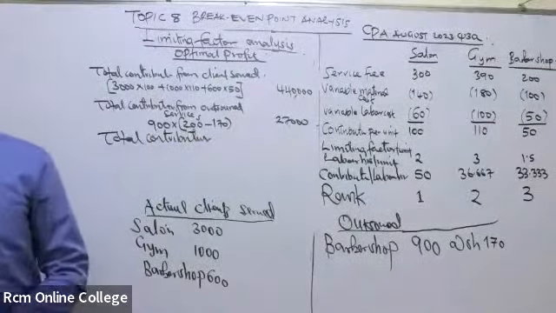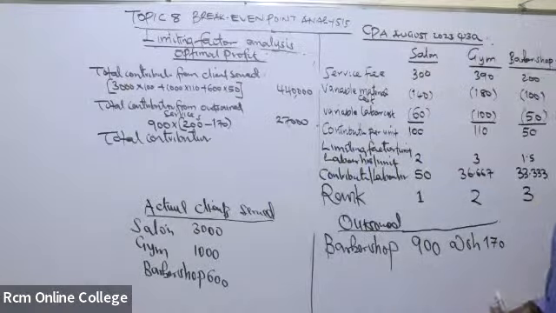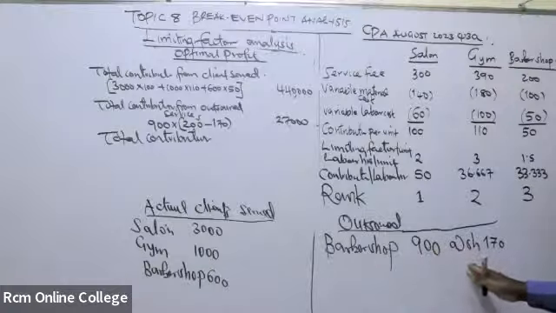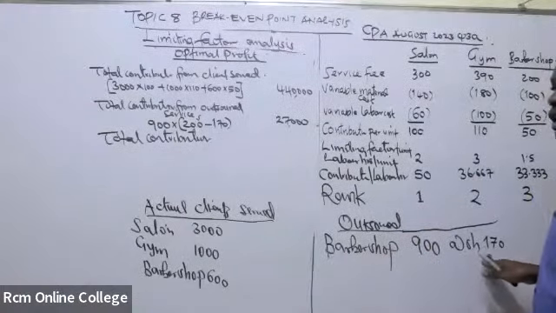Now, it is very simple. Somebody is asking, how are you getting 170? Do you have such a question? How are you getting 170? Thank you. Can someone respond? Where is this 170 coming from?